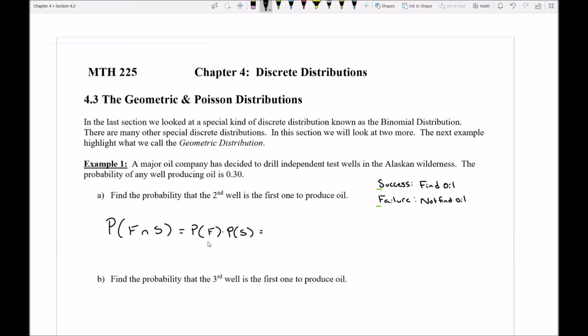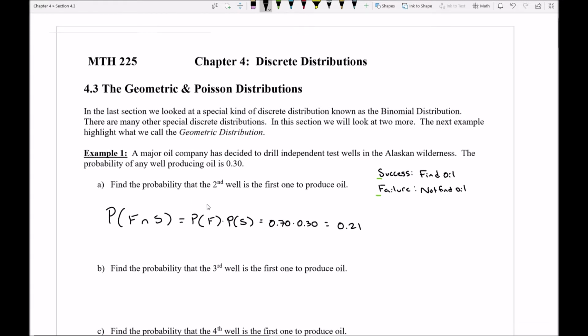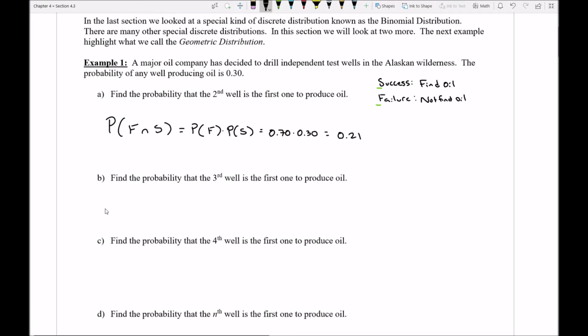However, I should know both of these values because the probability of successfully hitting oil is 30%, which means the probability of failing to hit oil would be 70%. So, when I take these two values and multiply them together, I get 0.21. So there's a 21% chance of having the second well be the first one that hits oil. We'll take a look at how I'm going to generalize this.